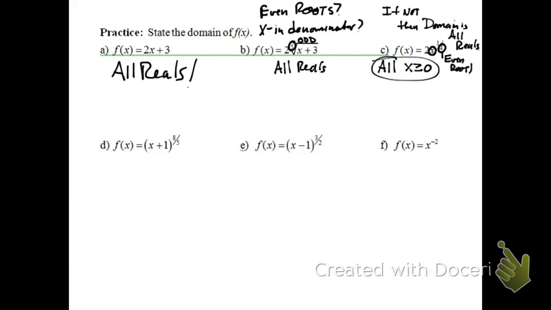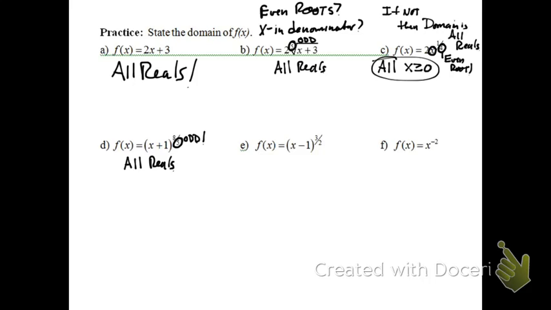Take a look at D. For part D, I have x plus 1 to the 8/5. Once again, the root here is 5. That's an odd root. And I don't have an issue with odd roots, so there are no restrictions on the domain. It can be all reals.